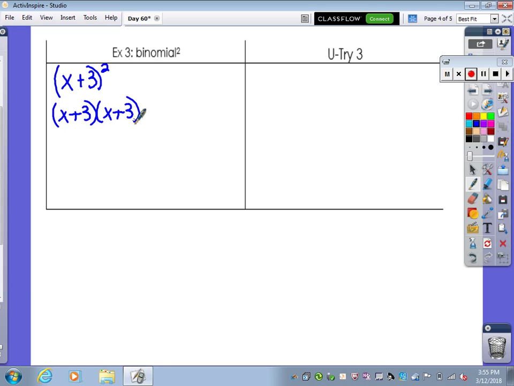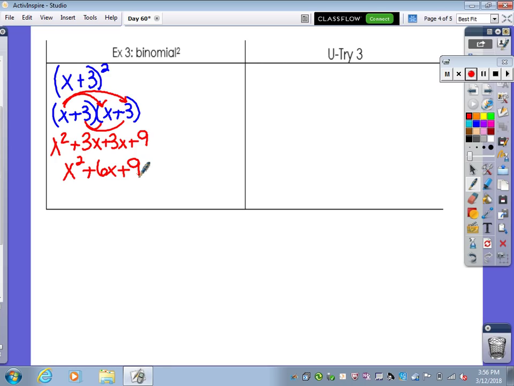Okay, from here we're going to use our FOIL. We'll do our first terms, outside terms, inside terms, and the last terms. Look to combine your like terms, and you should be good.